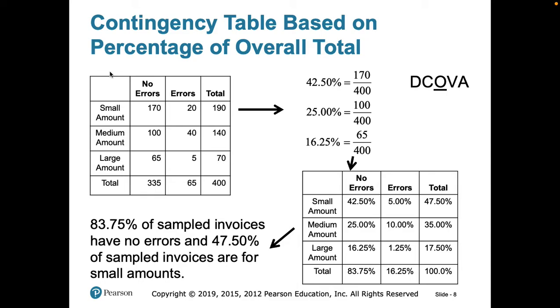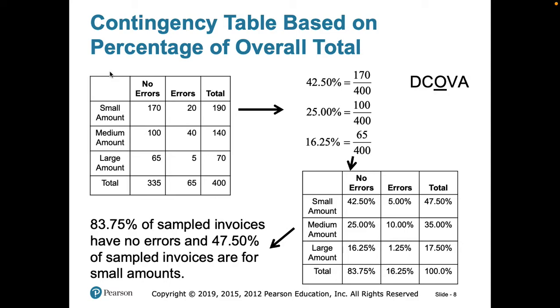Here is pretty much the same data, except that you are putting it into percentages. Putting it into percentages gives you a better idea right off the bat. So we know, for example, just looking at the first table, that most of the errors are coming from the medium amount invoices, 40 of them. But once you put them into percentages, you know that 10% of the errors are coming from the medium amount.